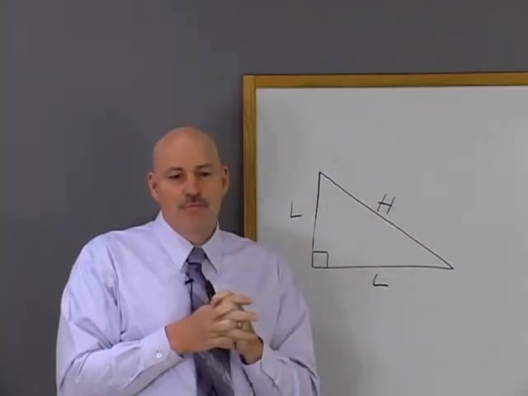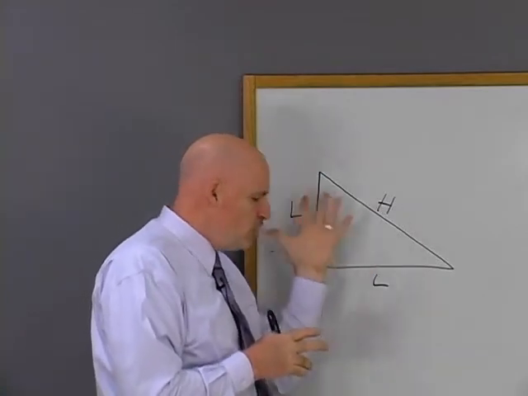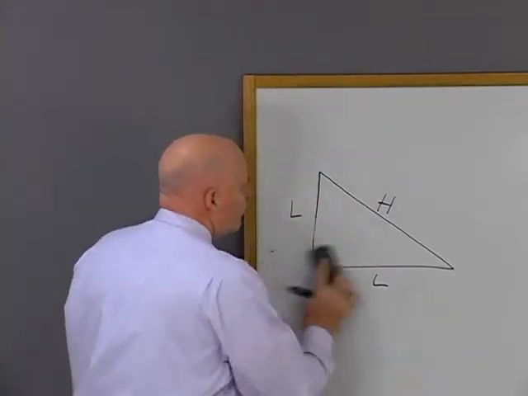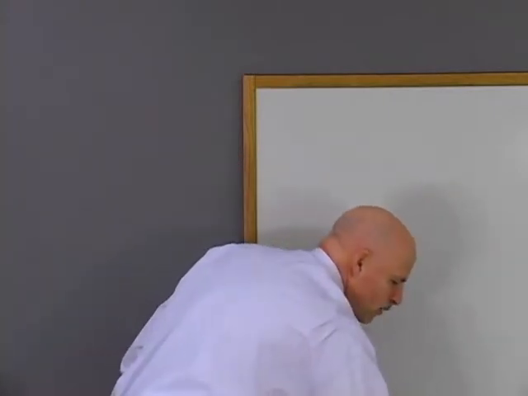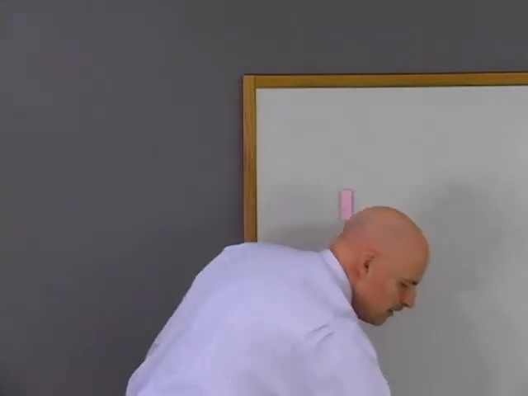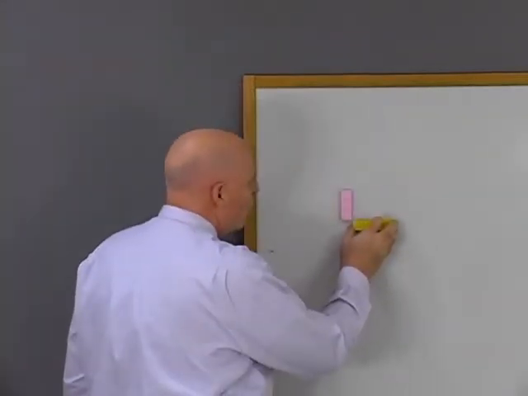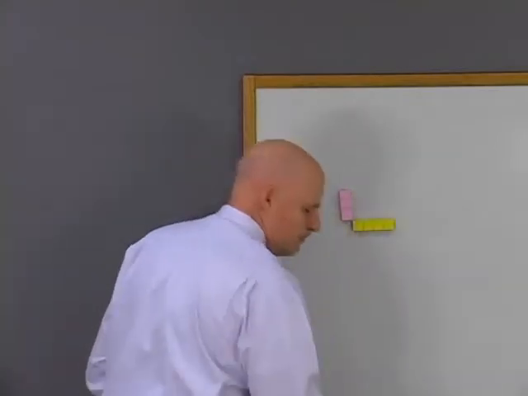And I've seen many proofs of this. But let me just show you with the blocks, all right? Remember the legs and the hypotenuse. So we're going to make one that has a leg of 3 and another leg of 4. And we're going to make the hypotenuse a 5.